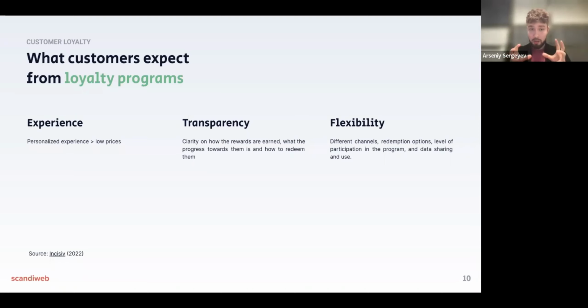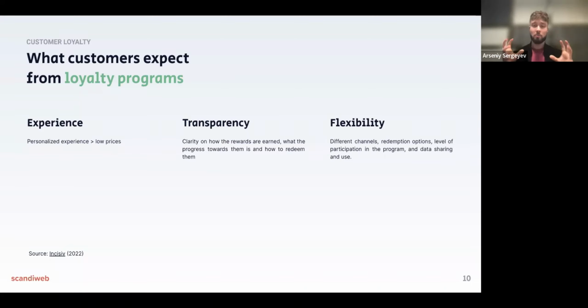Another thing is transparency about loyalty programs. As a customer, you need clarity on how the rewards are earned, what the progress towards them is, and how to redeem them. Basically, it has to be clear how you get your points, where you are with them, how many you have, if those are points, which is typical for loyalty programs, and how you redeem them. The process has to be super clear, and you shouldn't have to contact customer support, which would be the worst case scenario, to redeem your points or to understand where you are. So you have to have a simple interface.